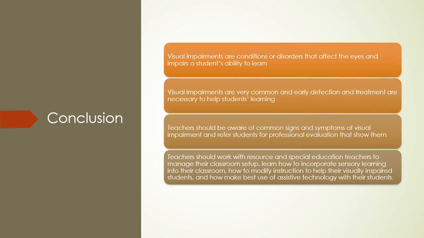Visual impairments are conditions or disorders that affect the eyes and detrimentally impair the student's ability to learn. Visual impairments are very common, and early detection and treatment are necessary to help students' learning. Teachers should be aware of common signs and symptoms of visual impairment and refer students who exhibit them for professional evaluation. Teachers should work with resource and special education teachers to manage their classroom setup, learn how to incorporate sensory learning into their classroom, how to modify instruction to help their visually impaired students, and how to best make use of assistive technology with their students.